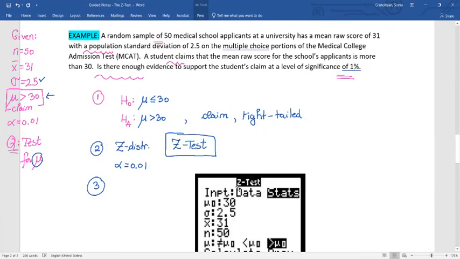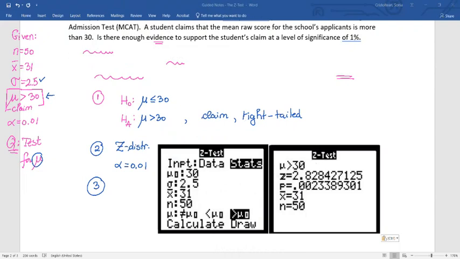So if you've done this correctly, this is how the Z test looks on your calculator. You put in mu sub 0 as 30, and you plugged in sigma as 2.5, which is right here. You have the mean from the sample, which is 31, and you have the sample size, which will be 50. And then we are doing this time a right tail test, which is right here. After performing and hitting calculate, this is what you get.